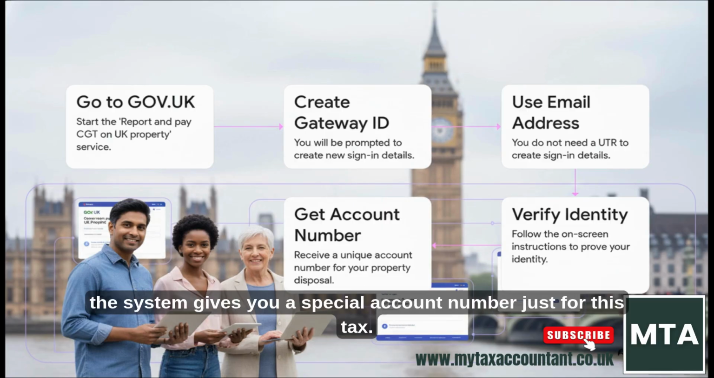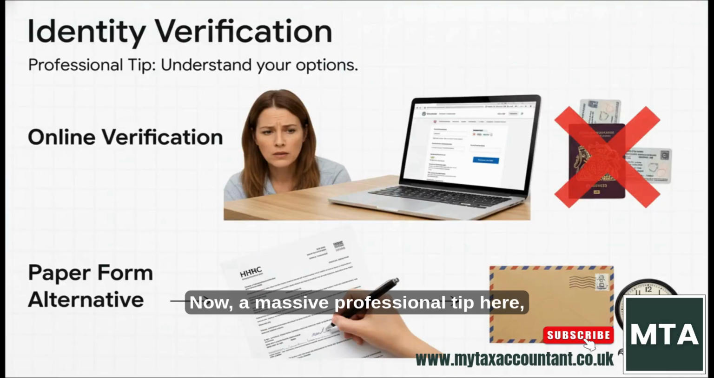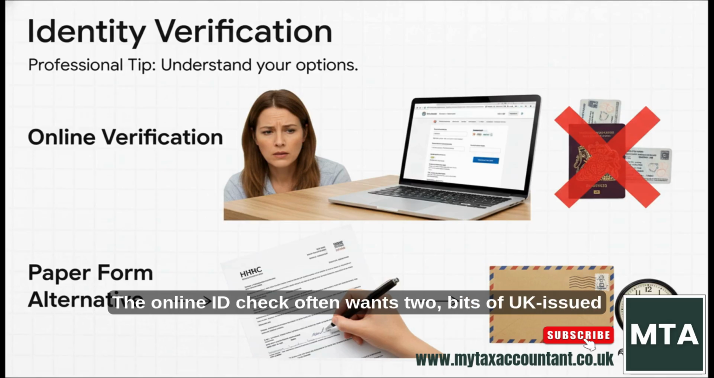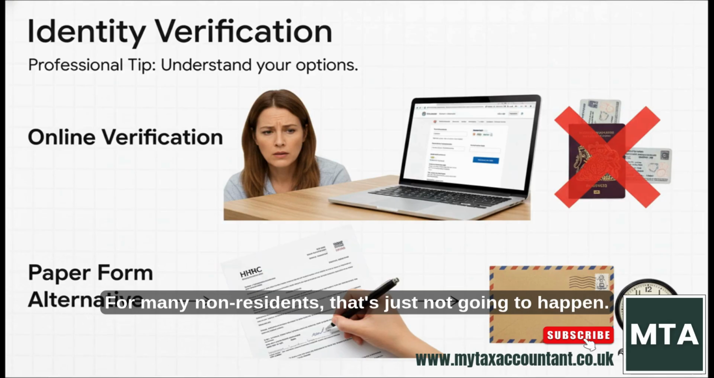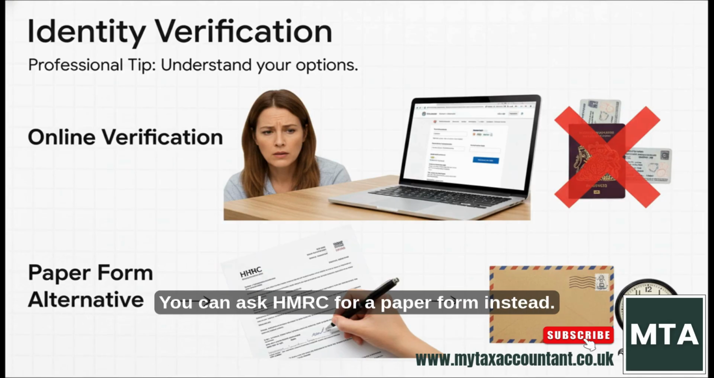Once you've proven who you are, the system gives you a special account number just for this tax. Now, a massive professional tip here, because this is where people really get stuck. The online ID check often wants 2 bits of UK-issued ID, like a UK passport and a UK driving license. For many non-residents, that's just not going to happen. But if you hit that wall, don't panic. You're not stuck. You can ask HMRC for a paper form instead. Just remember, it needs a real pen-on-paper, wet signature, so you have to account for the time it'll take to post it back from abroad.